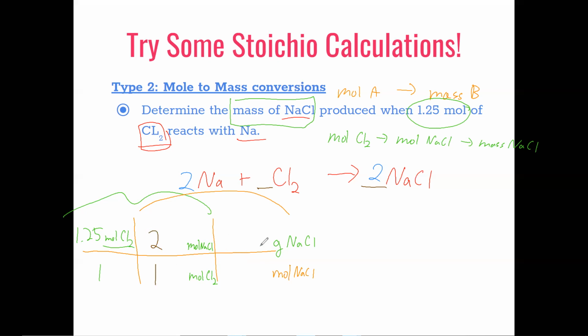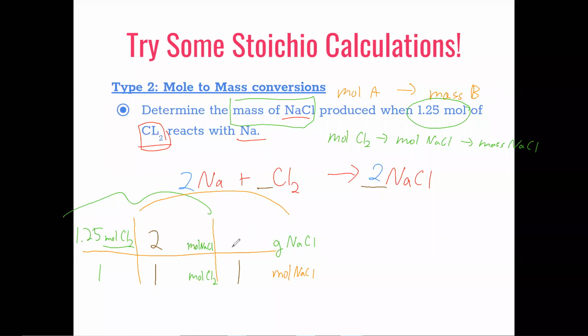And then to go from mole to mass, we are going to need a molar mass. So for every 1 mole of NaCl, we are going to have a certain amount of grams. And if you recall, we find that on the periodic table. You're going to add the mass of sodium to the mass of chlorine. The mass of sodium is 22.99 grams. The mass of chlorine is 35.45. Added together, that is going to be 58.44 grams.